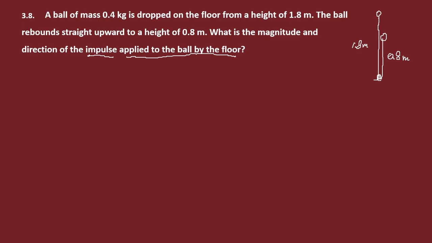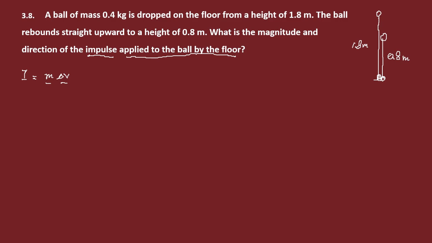To calculate the impulse, we know that the formula is I is equal to m multiplied by delta v. Here delta v is the change in velocity. So we will see how much the velocity has changed when it strikes the ground, and then when the ball moves upward, how much was the change in velocity. If we multiply that change in velocity with mass, we will get the impulse I.